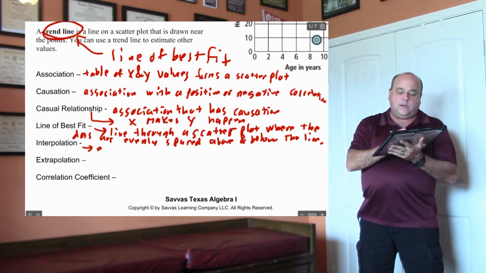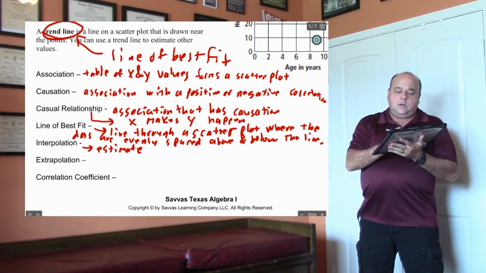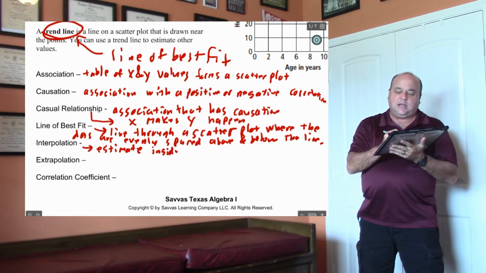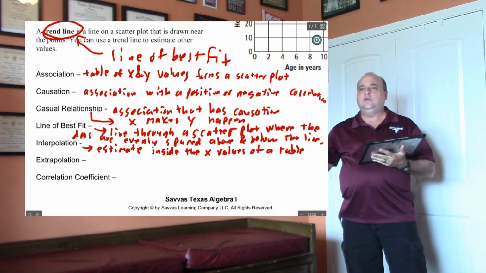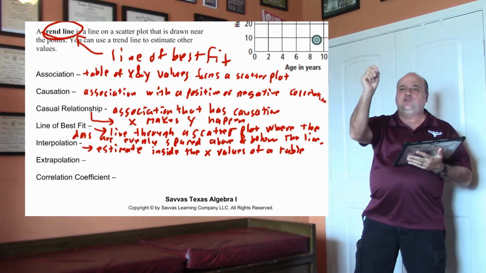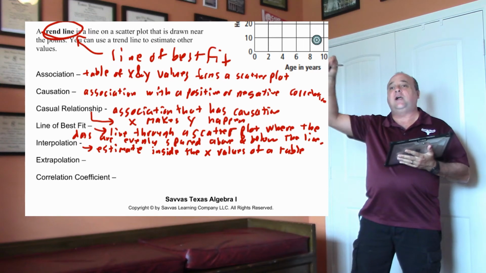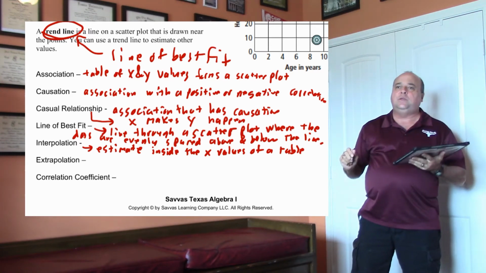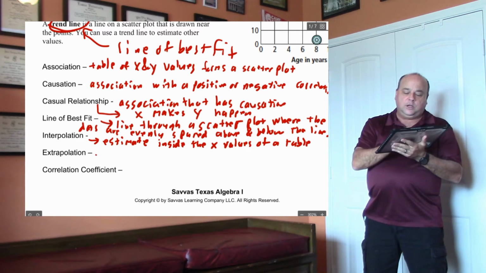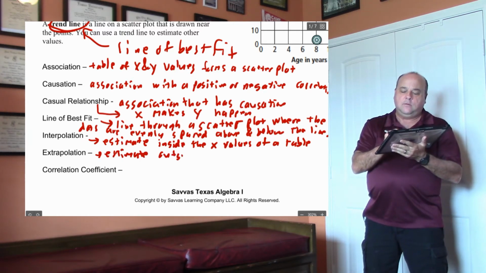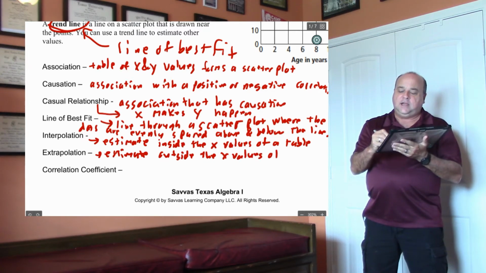Interpolation is when you estimate inside the x values of a table. Okay, interpolation is when you estimate. That means you use the line of best fit, you input the number, and you estimate with that. But it has to be within your x values. We'll talk about that in a minute. Extrapolation would be when you estimate outside the x values, which basically is your domain, right, of a table.